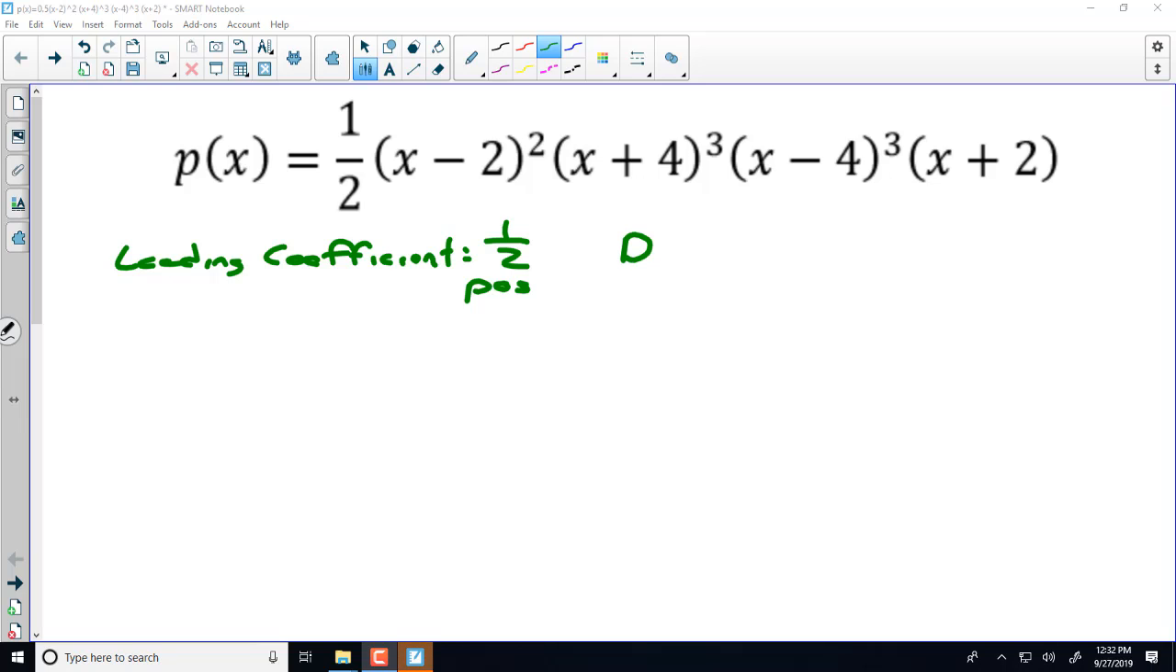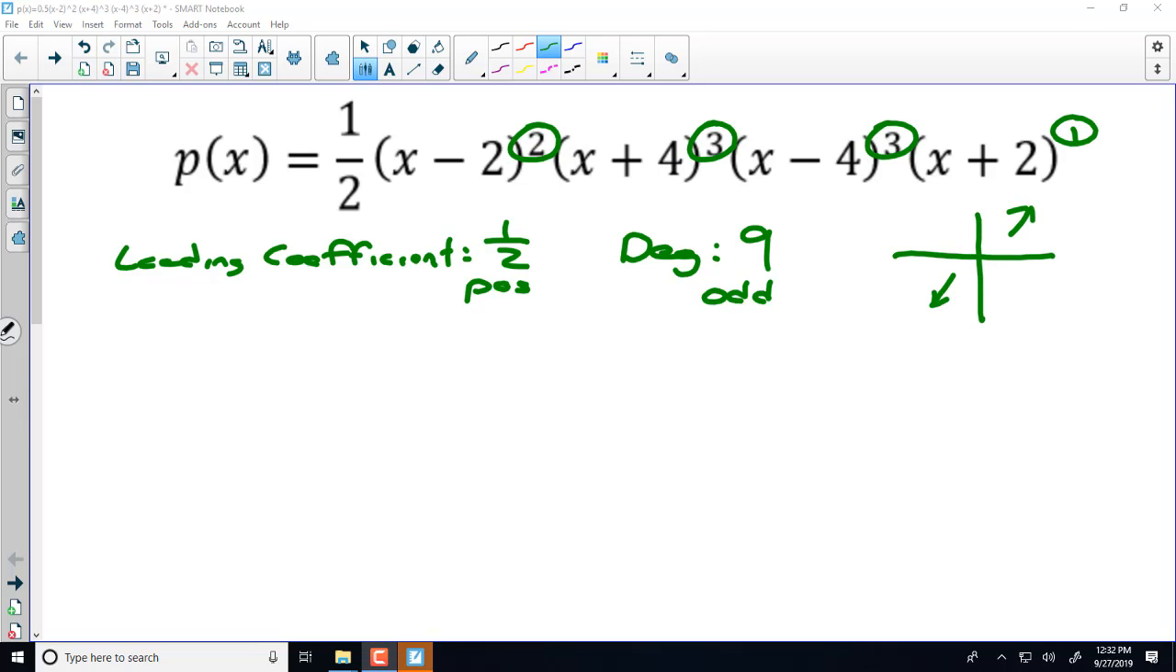And we're also going to need the degree of this sucker, so let's see what we got here. 2, 3, 3, 1. So it looks like our degree is going to be 9. The 1/2 does not contribute at all to the degree. We would need to have an x or an x to a power in front to contribute to the degree, but the 1/2 is just the leading coefficient out there. So our degree is 9, which is odd, and that means our end behavior is going to fall left and rise right.